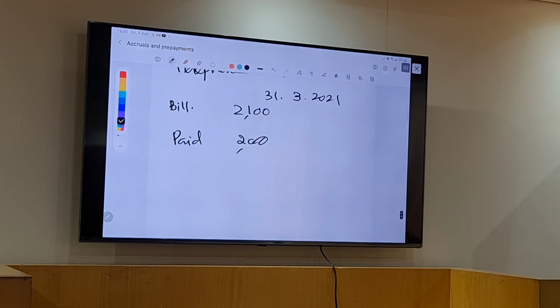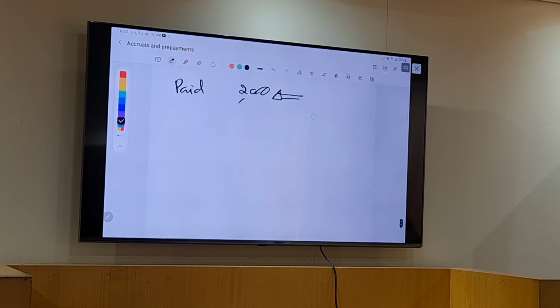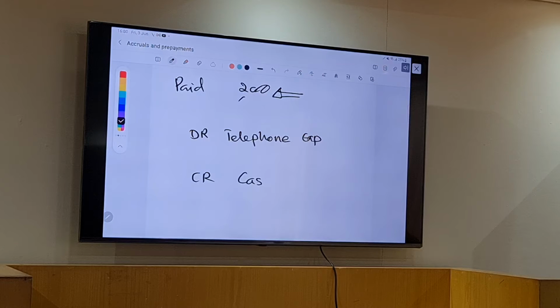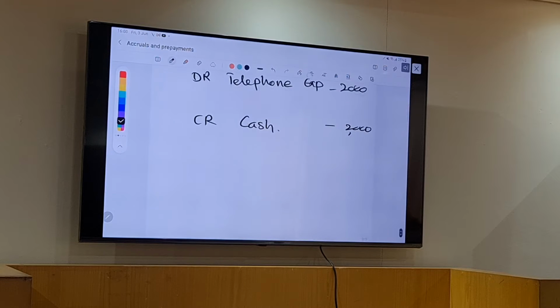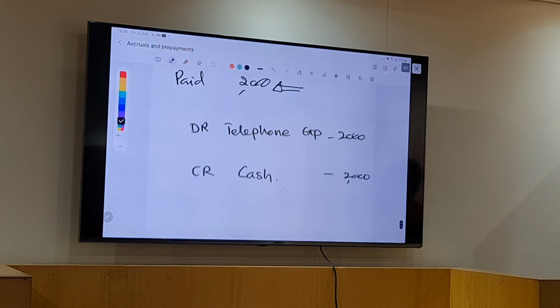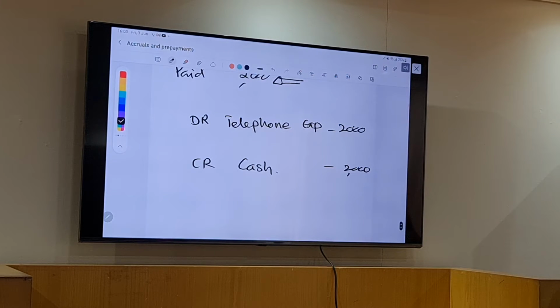First entry for this. Yes, sir, then you tell me. I paid 2,000 to the telephone company. Debit expenses and credit cash. Let me say debit telephone expense, credit cash. How much? 2,000 and 2,000. Now you need to prepare the monthly accounts. So how much will you show as expense in the P&L?